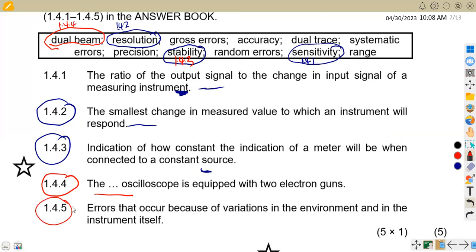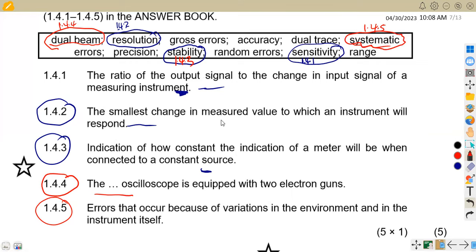All right. Errors that occur because of variations in the environment and in the instrument itself. Which errors do we call those that are caused by the environment? These are systematic errors. Systematic errors. All right. So that is for 1.45. We are going to have systematic as your answer for this one.